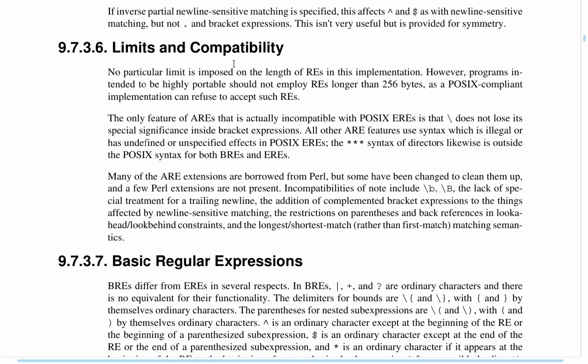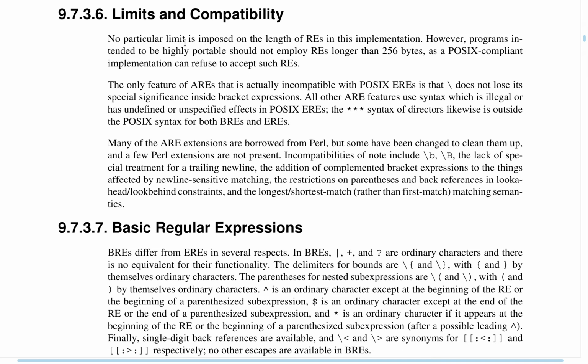Then we have limits and compatibility. No particular limit is imposed on the length of REs in this implementation. However, programs intended to be highly portable should not employ REs longer than 256 bytes, as a POSIX-compliant implementation can refuse to accept such REs.